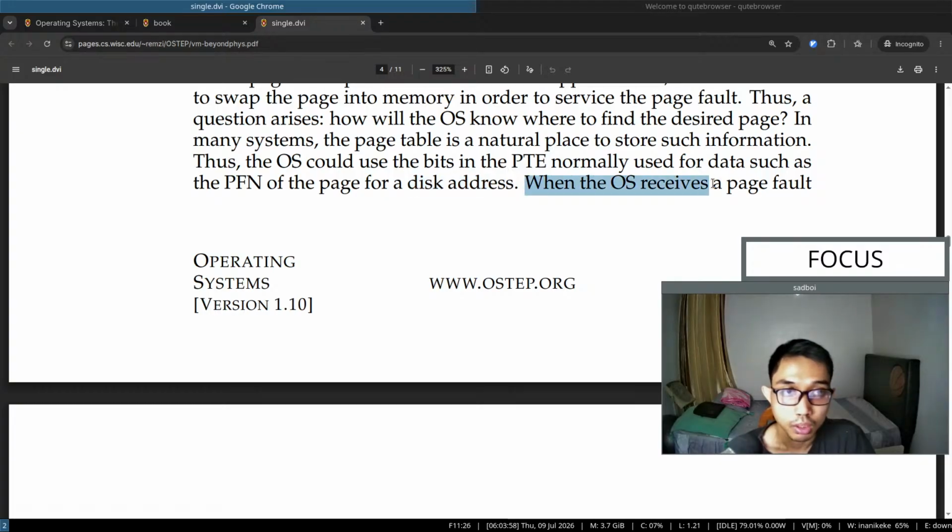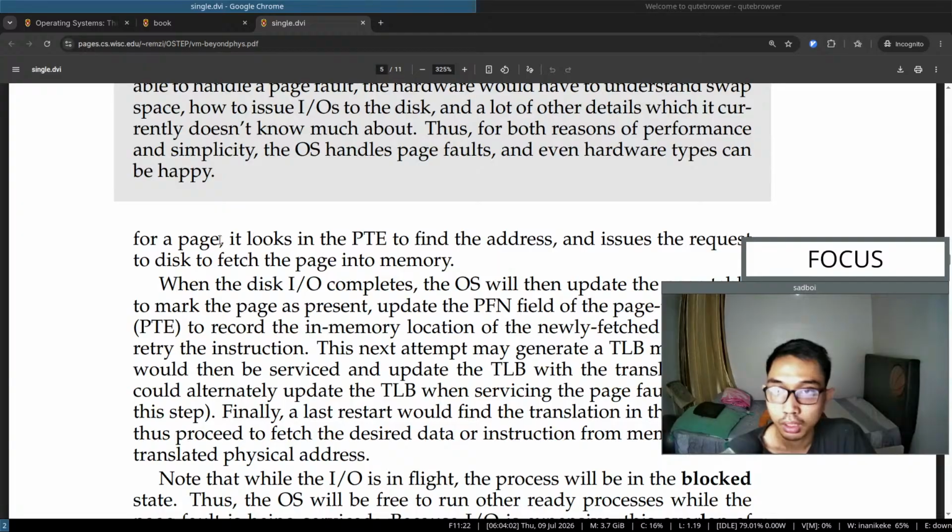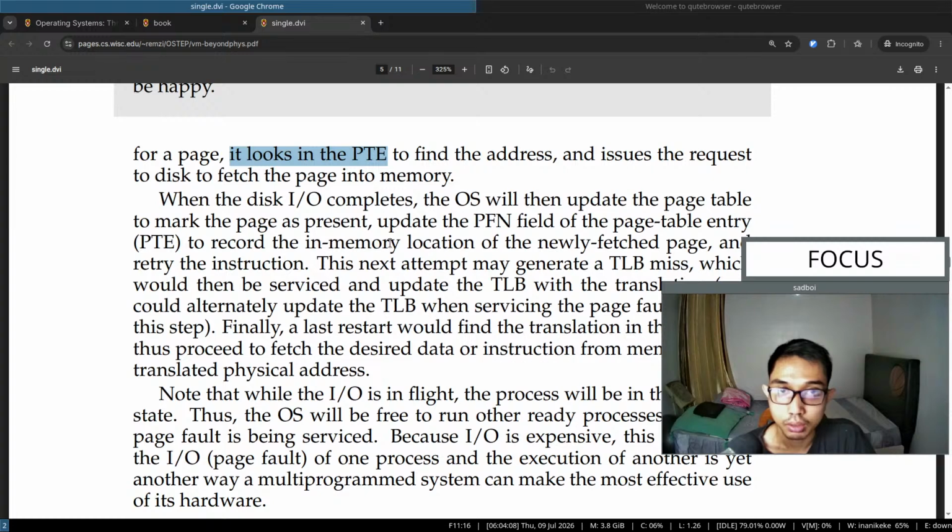Okay, when the operating system receives a page fault for a page, it looks in the page table entry to find the address and issues the request to disk to fetch the page into memory.